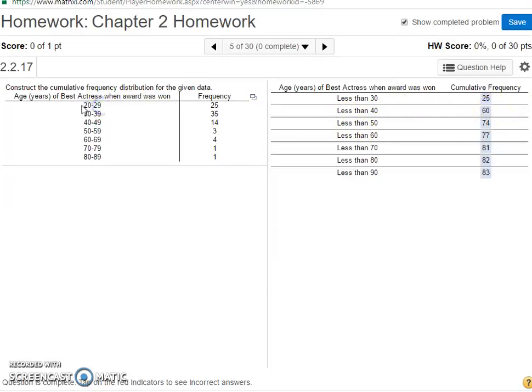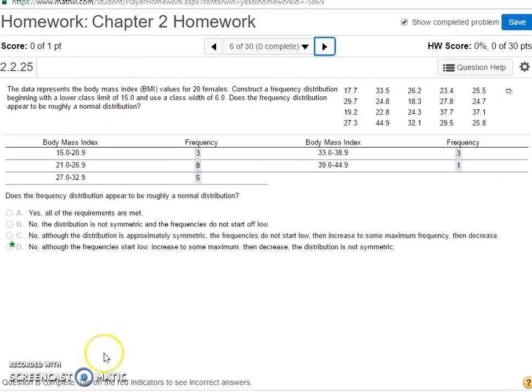Less than 50, I need to add all the groups that are less than 50. 25 plus 35 plus 14. So I can start with the 60 I had plus my 14, which is 74. We're going to accumulate in the buckets all the way to the last group, which is going to be less than 90, which will be the 25 plus 35 plus 14 plus 3 plus 4 plus 1, which I would have already calculated as 82, plus the 1, which will give me 83.